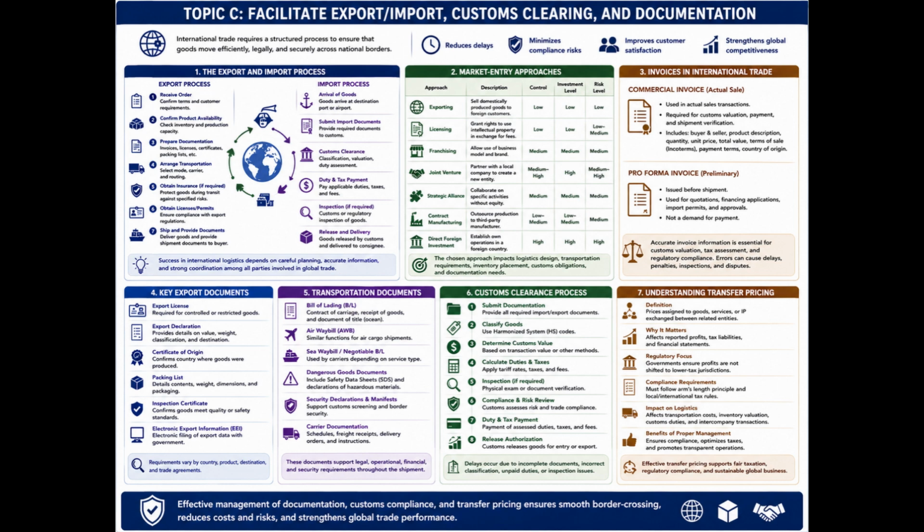Security declarations, manifests, and carrier documentation support customs screening and border security processes. These documents enable transportation providers, customs agencies, importers, exporters, and financial institutions to coordinate shipment activities while maintaining visibility, accountability, and compliance throughout the transportation process.